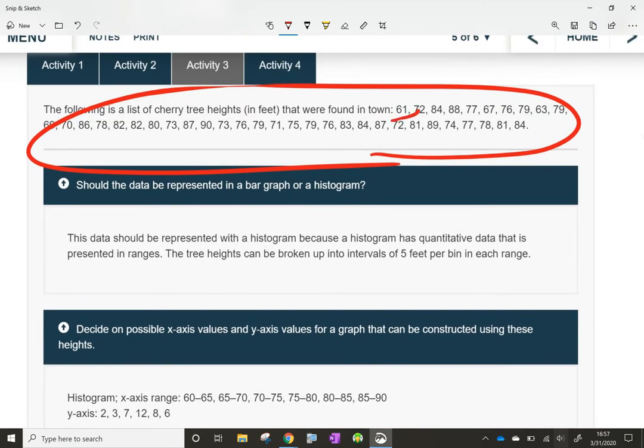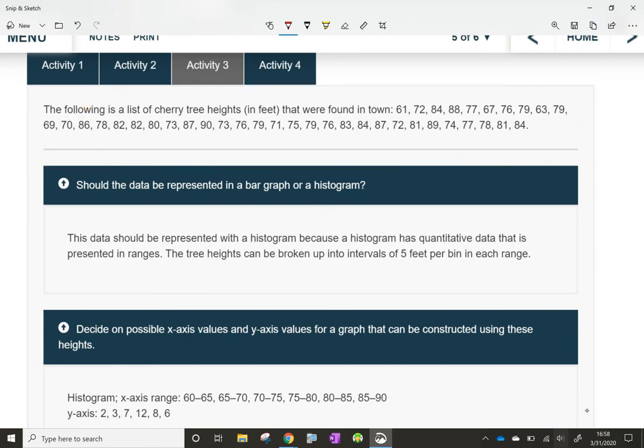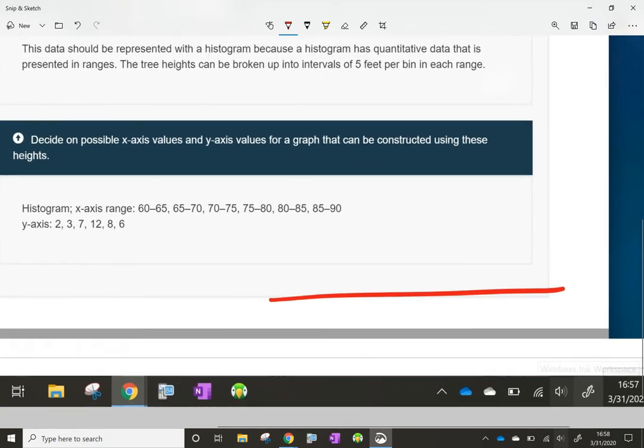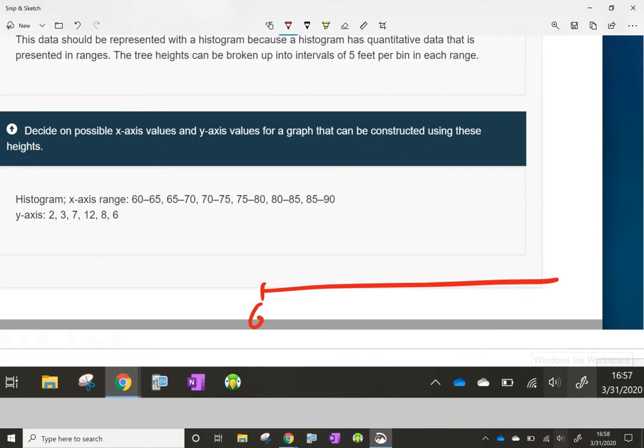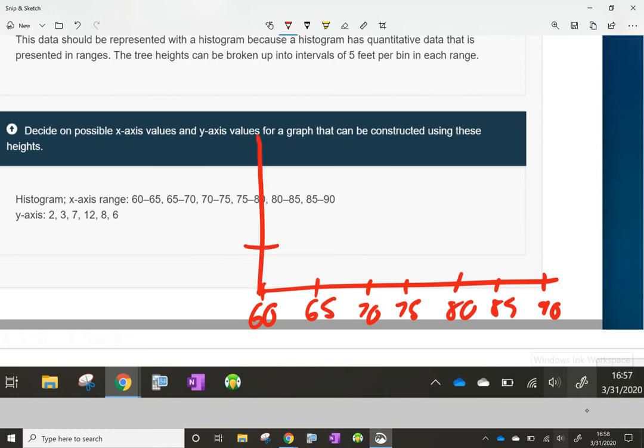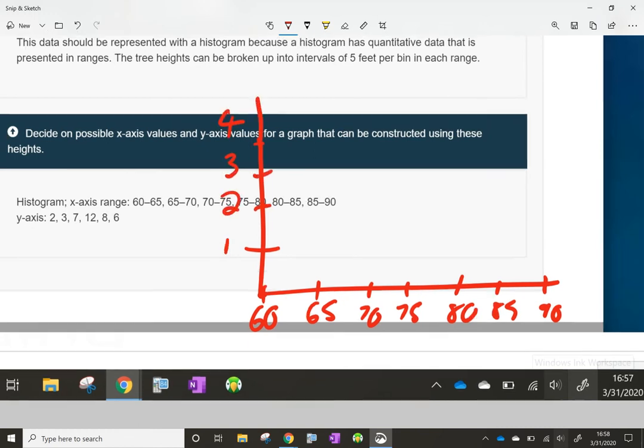If I'm looking at all these numbers, 60 seems to be the lowest number up there, and the highest number seems to be 90. I don't know if there's anything higher than 90, but we'll go somewhere between 60 and 90. So my histogram, I would start with 60, then 65, 70, 75, 80, 85, then 90. I'll have a bar between each of these, and on that bar, we'll have 1, 2, 3, 4, etc. to see how many fit into that category.